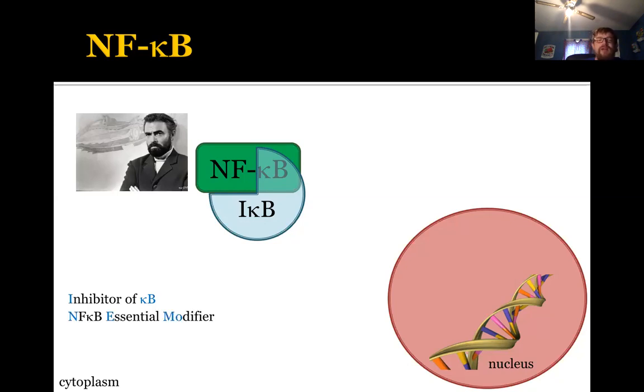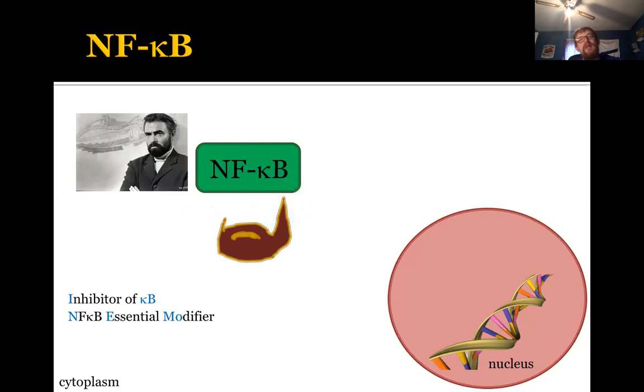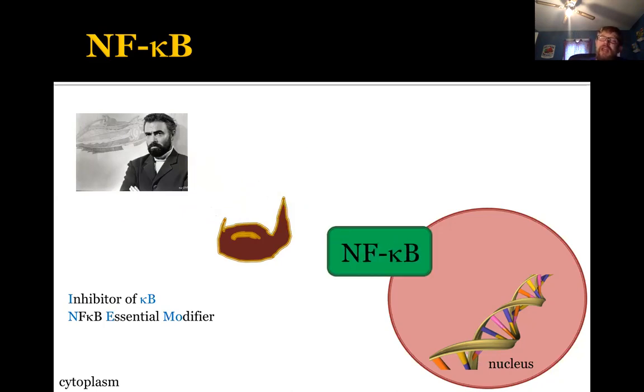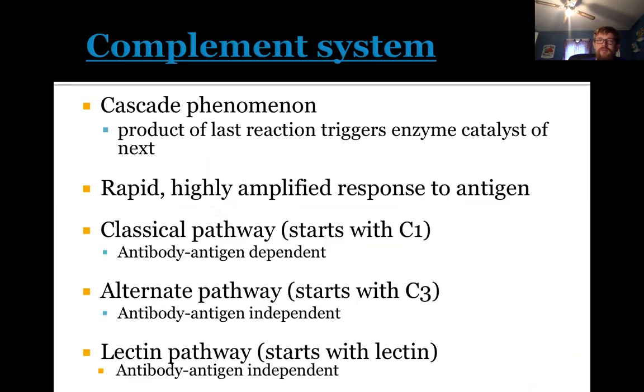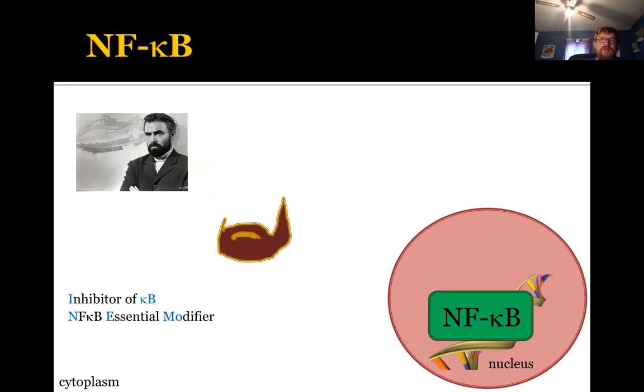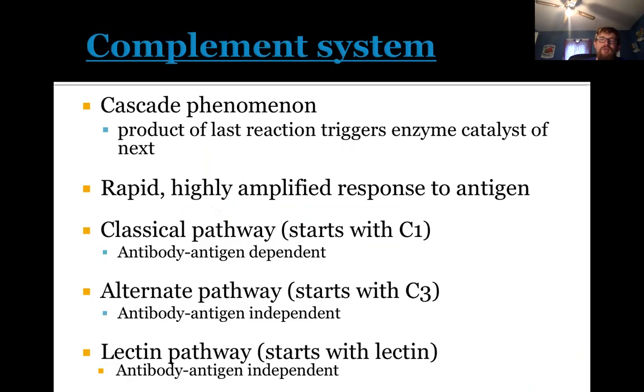But NEMO stands for NF-kappa B essential modifier. And so NEMO, represented here by the beard, binds to I-kappa B. When I-kappa B has NEMO bound to it, it detaches from NF-kappa B. NF-kappa B is then able to enter the nucleus where it acts as a transcription factor for cytokines and other proteins that are associated with the activation of the innate immune system. Does that make sense? That's the basic premise of how NF-kappa B is working.